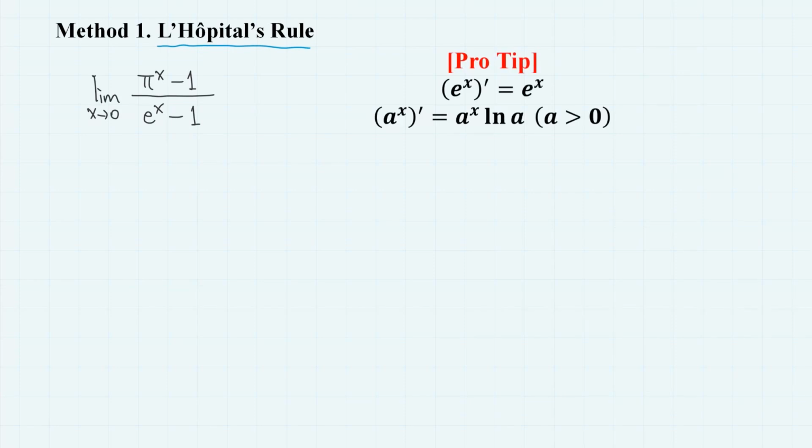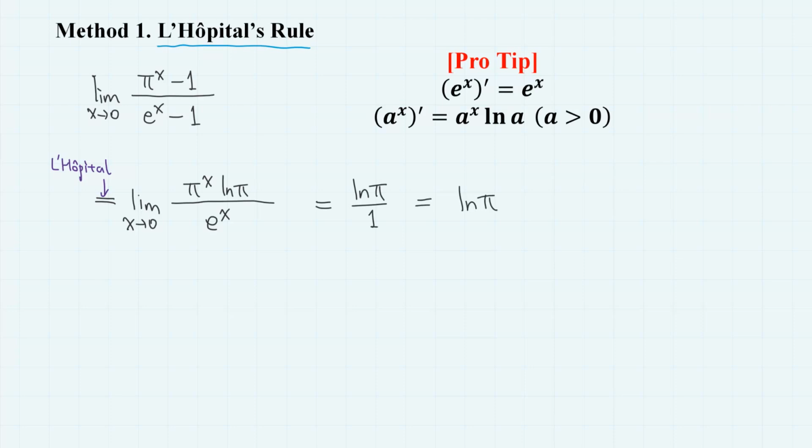Using the formula for derivatives of exponential functions, this is equal to the limit of the derivative of the numerator, pi to the power of x times ln pi, divided by the derivative of the denominator, which is simply e to the power of x. So ln pi divided by 1, so ln pi.